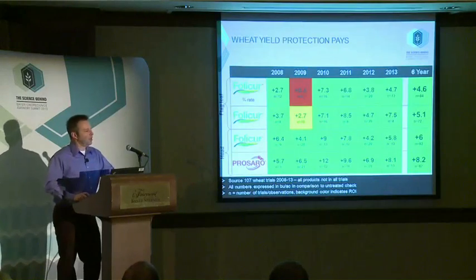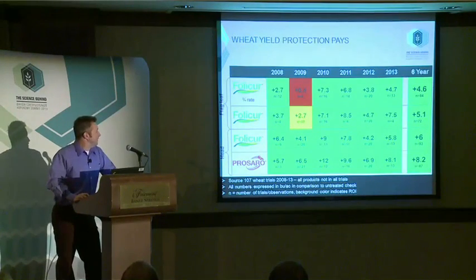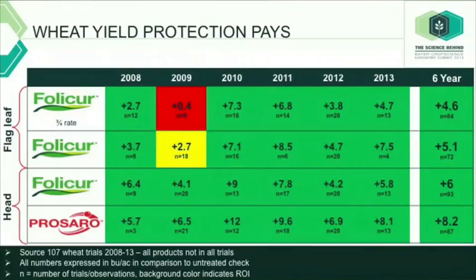Okay. So what have we seen over 6 years? These are the numbers here, this is the gain in bushels per acre versus the untreated check on a per product basis, broken down by year, 2008 right through 2013, and then our overall 6-year averages. And there's a couple of trends that I want to poke out here. First off, let's look at the background colors.